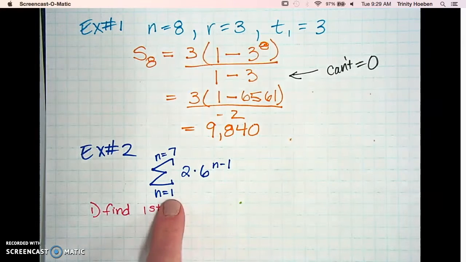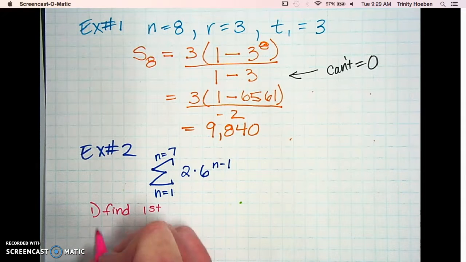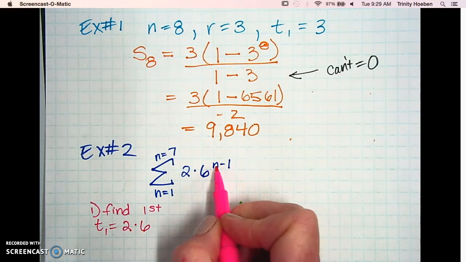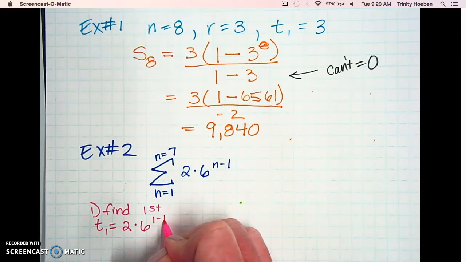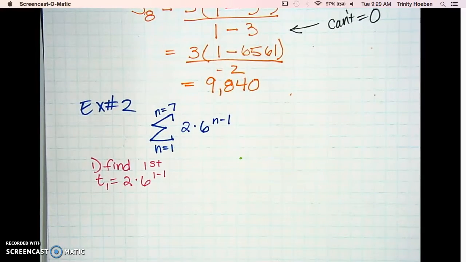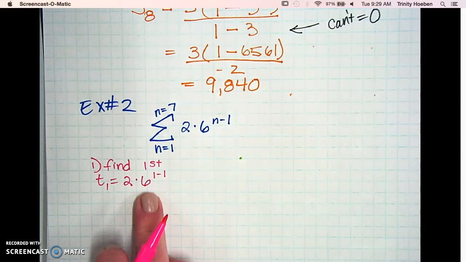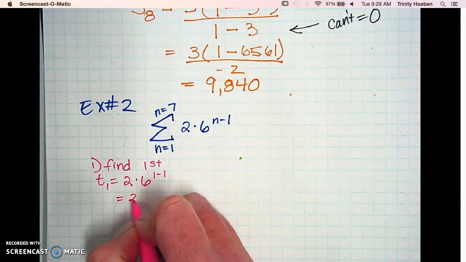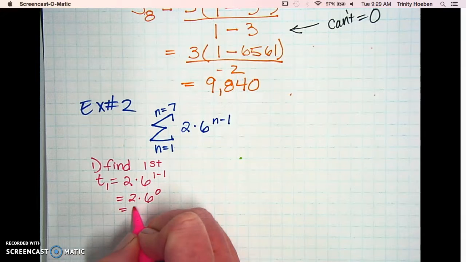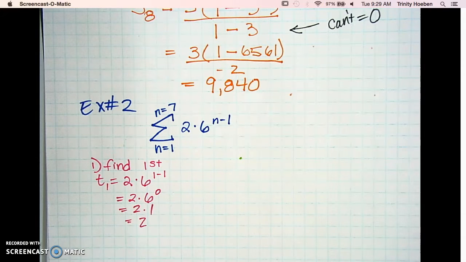So you simply take the 1, because they're telling you the first number is going to be 1, and plug it in there. Okay, so t sub 1 is going to be 2 times 6 to the power of, and then plug 1 in there, you're going to have 1 minus 1. What's 1 minus 1? 0. And then if you're following order of operations, you're going to have 2 times 6 to the 0 power. Anything to the power of 0 is 1. So this is just 2 times 1. And so the answer for the first term is just 2. So that's the number that you're going to plug in to the formula in just a minute.